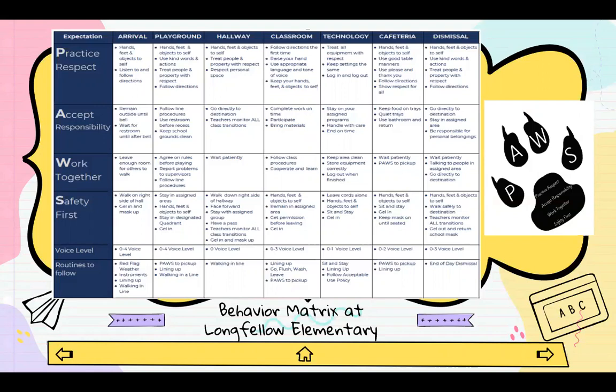Each behavior expectation is broken up into categories that cover our Longfellow Links PAUSE expectations. This behavior matrix is to be implemented school-wide in order to effectively teach behavior expectations across all grade levels, kindergarten through 6th grade. The goal is that all staff in this school collectively use these expectations in order to create a strong and effective school and classroom management environment.